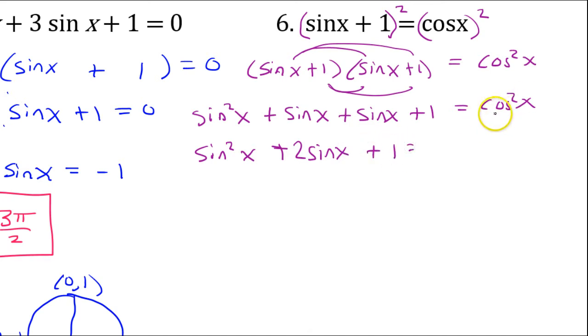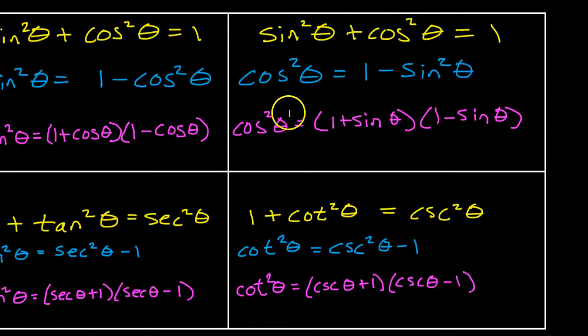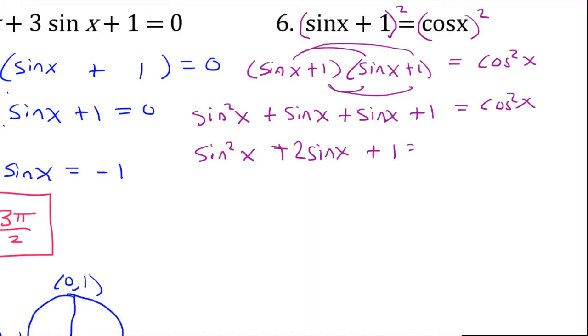Now I'm going to go ahead and do that substitution I spoke of earlier. Cosine squared x, look at my identities. Cosine squared is 1 minus sine squared. So on the right hand side I'm going to make that substitution. So this is going to become 1 minus sine squared x.